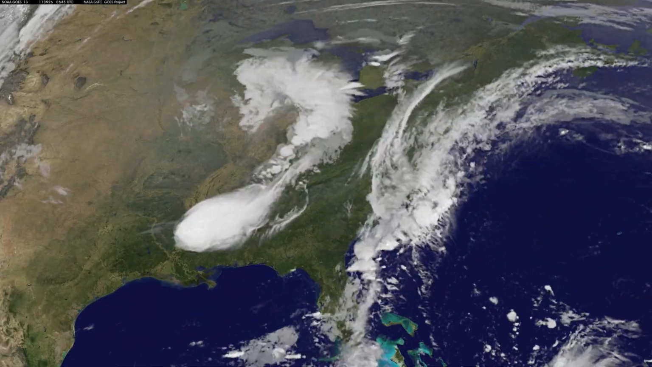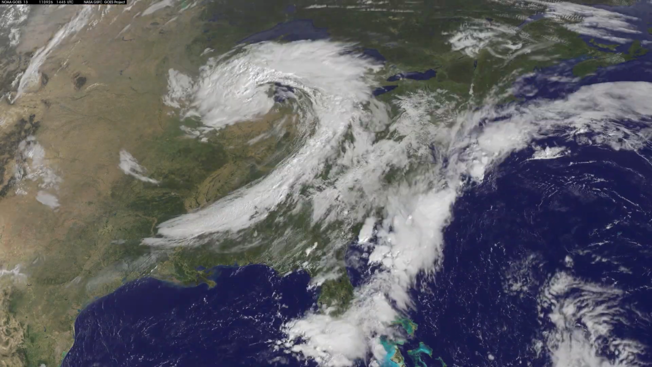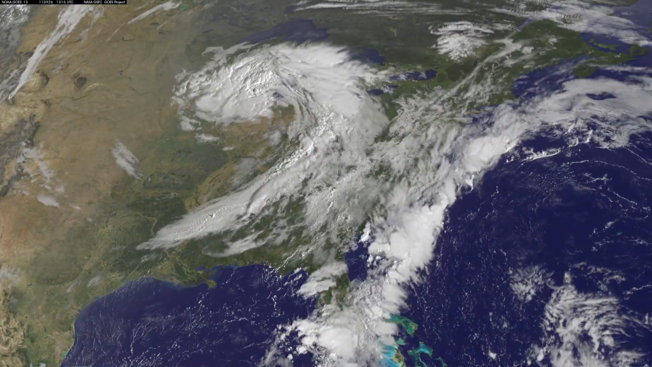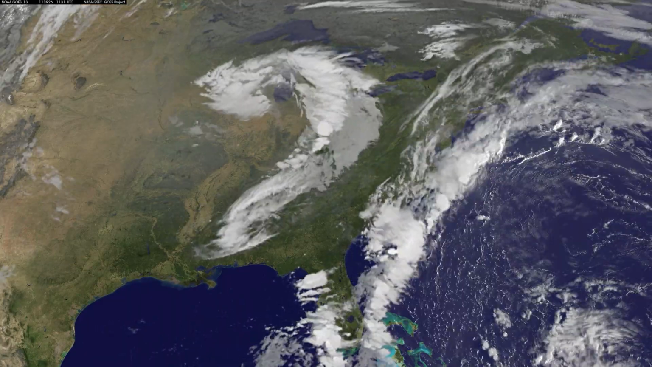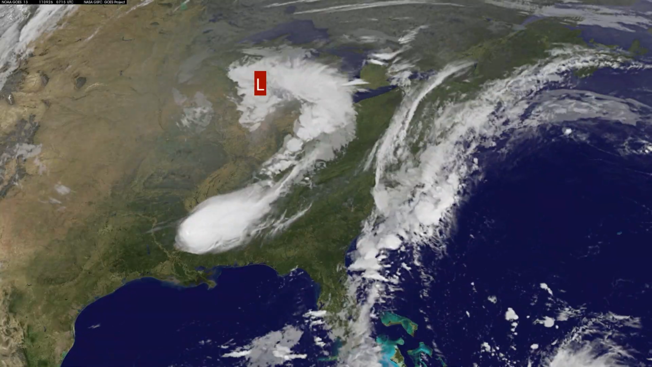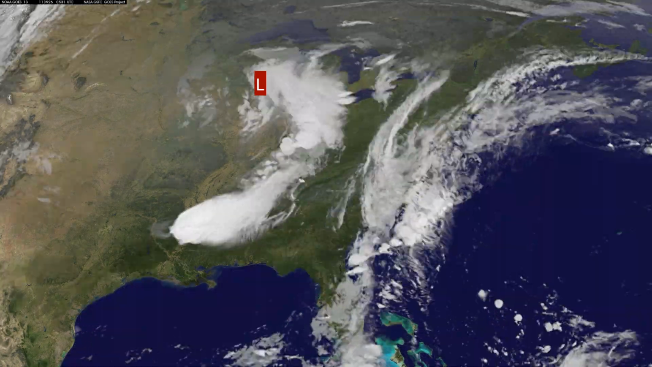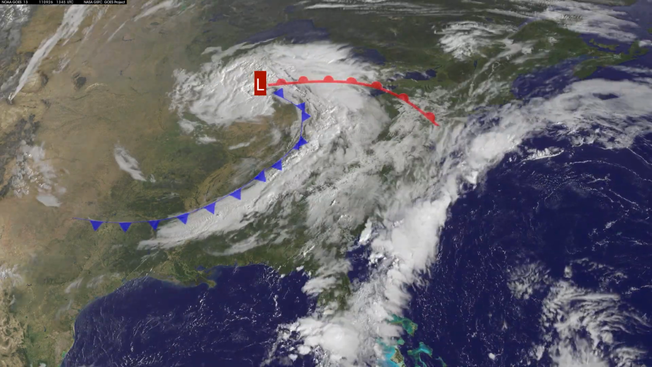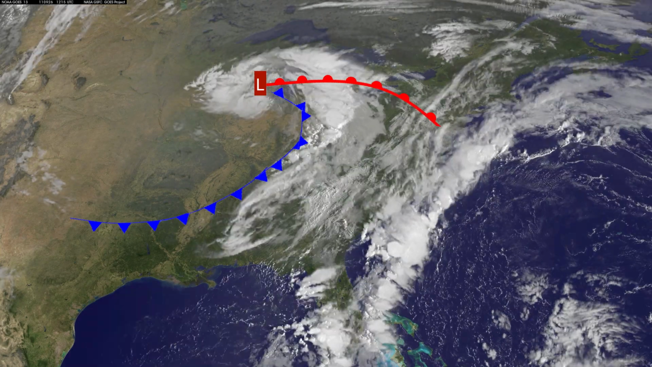Now, another way to help us visualize this is to look at this animation, which is a satellite image over the course of about 12 hours. You're going to notice right away that there is an area of circulation, and since this is circulating counterclockwise, it is a low pressure center. Now, the other thing that we can do, based on the clouds and the winds, is draw in where our fronts would be.